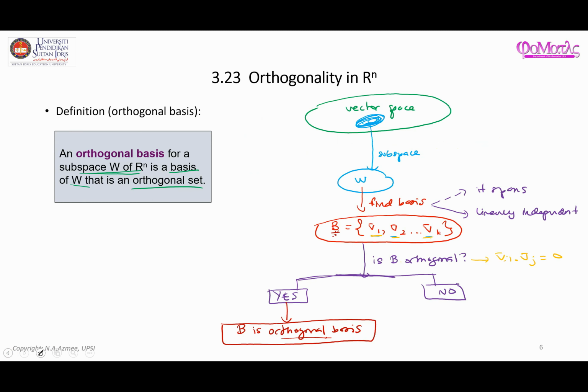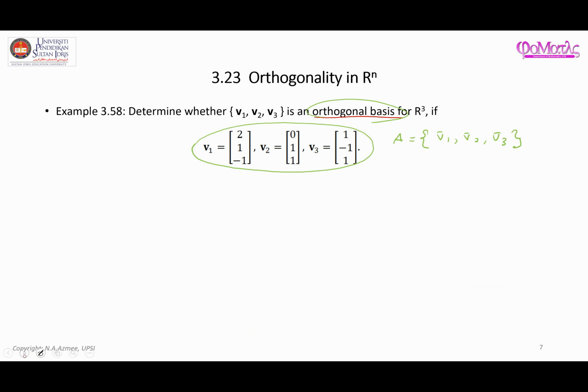According to this simple diagram, we are at this stage. We are not sure if it is a basis yet, so we need to check whether it is indeed a basis. So we need to check if it spans and it is linearly independent. That is where we are currently at.